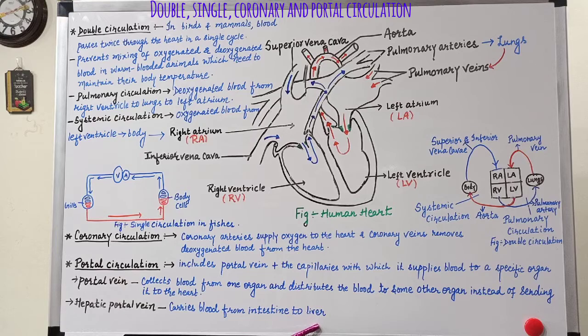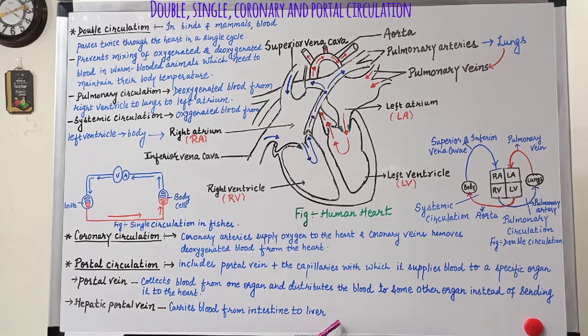So, what happens? The excess glucose is converted into glycogen, and some of the toxins are also detoxified inside the liver, so that blood is comparatively better in nutrients and it is without the toxins.